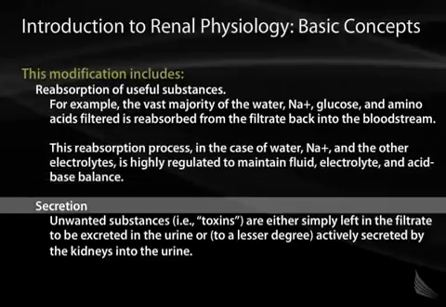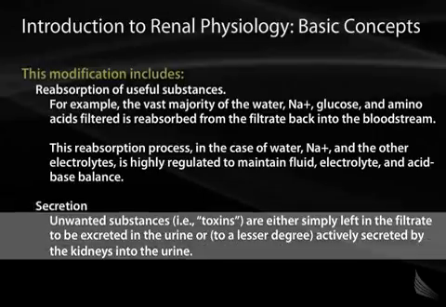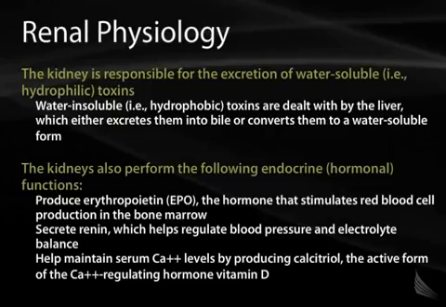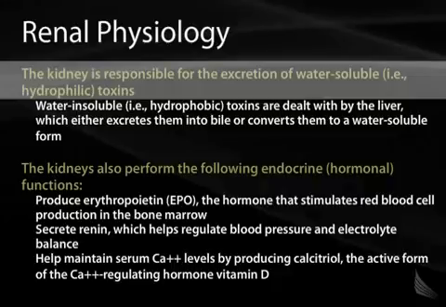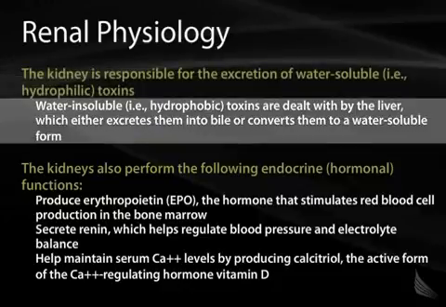Secondly, the kidney modifies the filtrate through the process of secretion. Unwanted substances, such as toxins, are either simply left in the filtrate to be excreted in the urine, or, to a lesser degree, actively secreted by the kidneys into the urine. Important to remember is the kidney is responsible for the excretion of water-soluble or hydrophilic toxins only. Water-insoluble or hydrophobic toxins are dealt with by the liver, which either excretes them into bile or converts them into a water-soluble form.